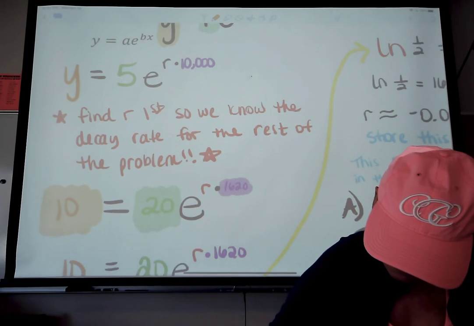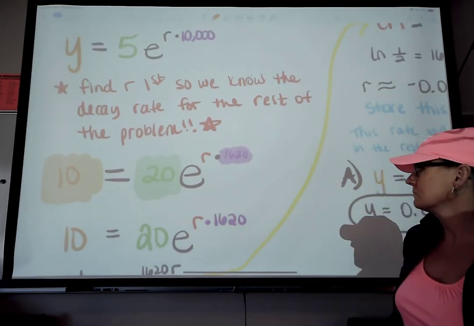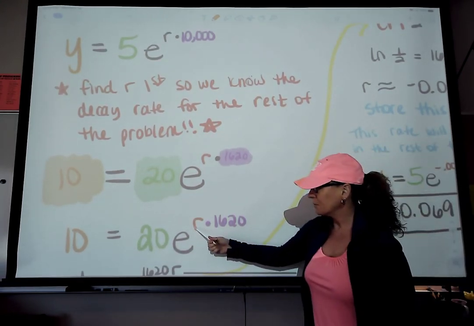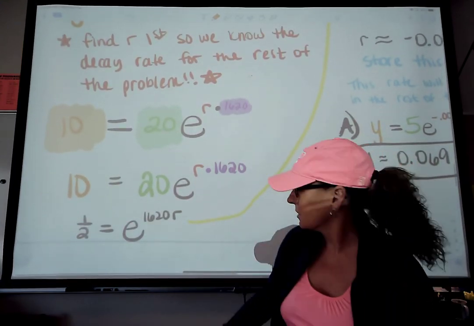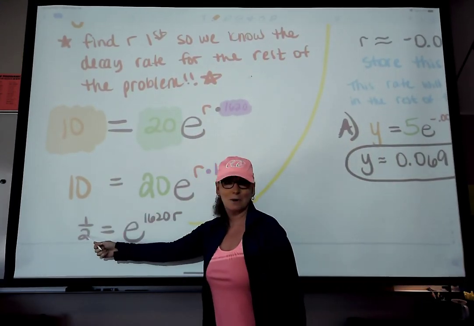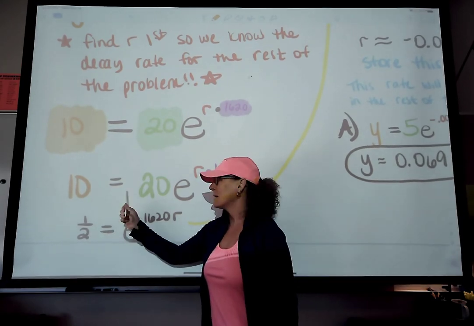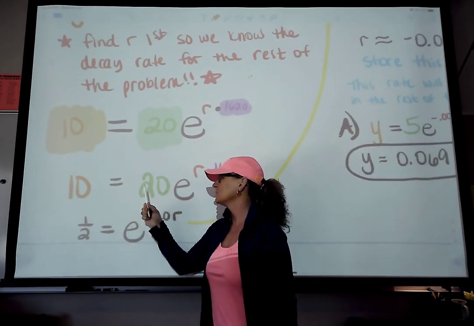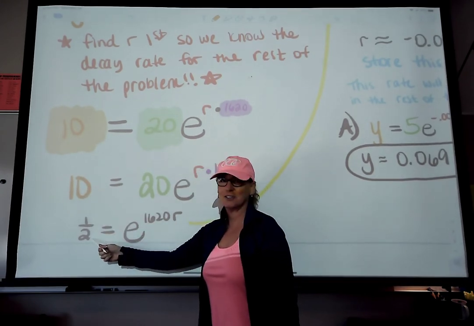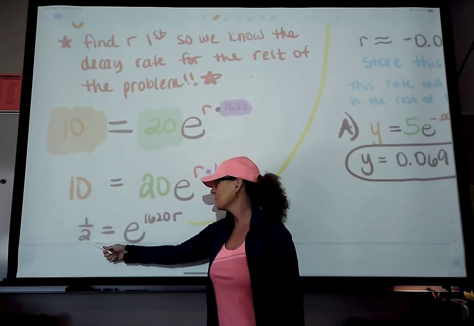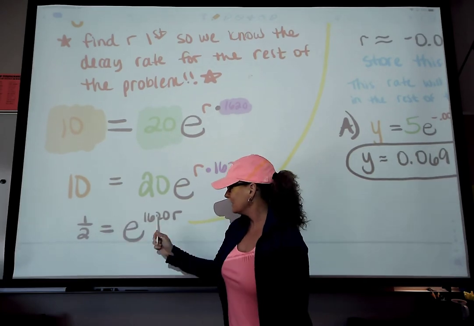Now, look, here's your variable. Get rid of the 20. When you get rid of the 20, this is 1/2. It doesn't matter what we chose here. We could have chosen 50 and 25, and this is still going to be a half. That's the cool thing about it. Okay, so I got this.